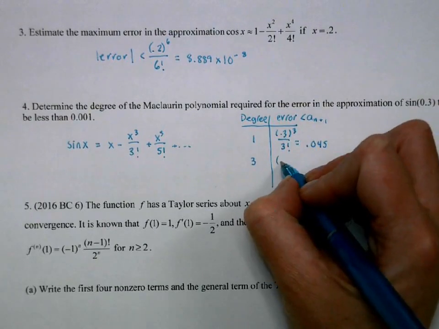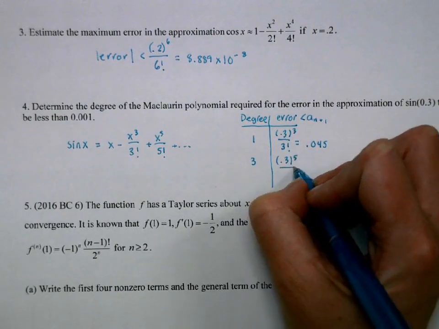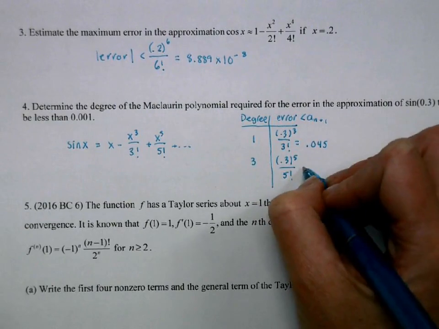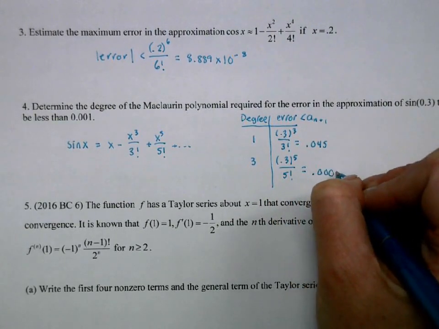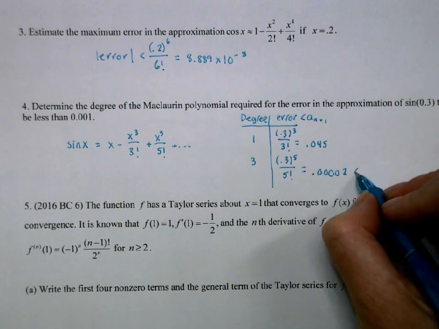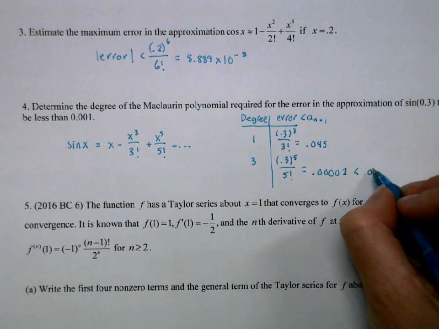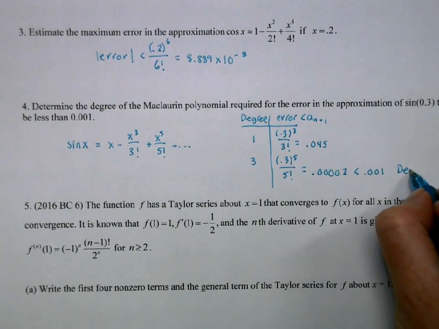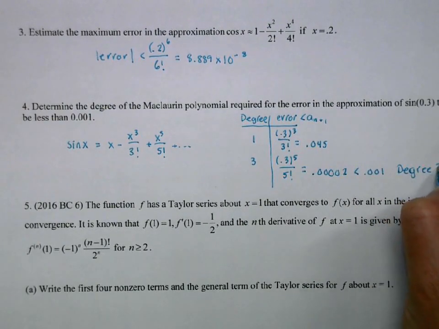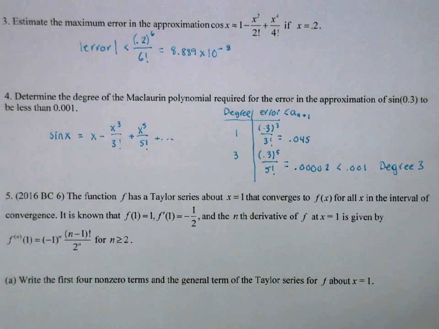So I'll take this and plug it into the next term, which is that 5 term, which gets me 0.00002, which is definitely less than 0.001. So what we want is a degree 3 polynomial. Gives me that error that we're looking for, less than that.